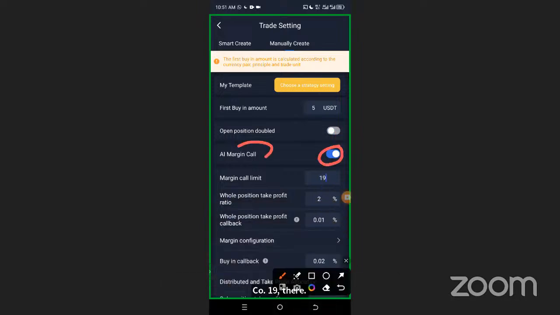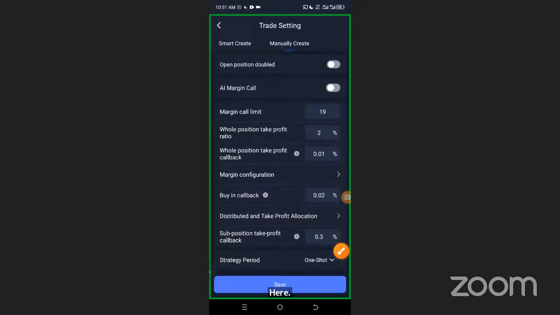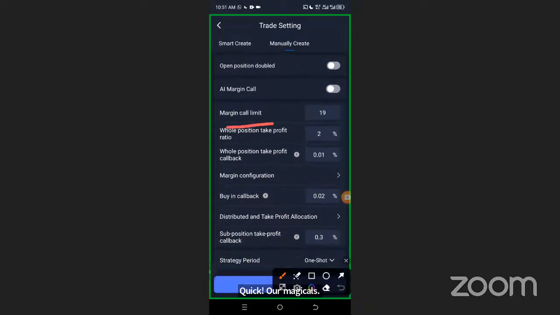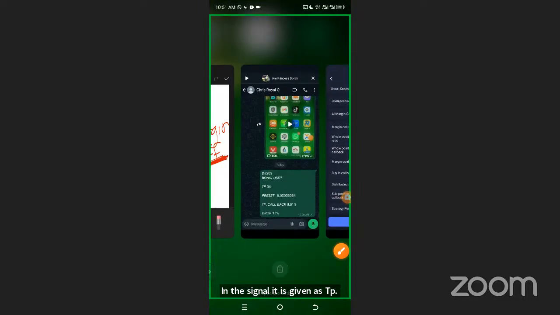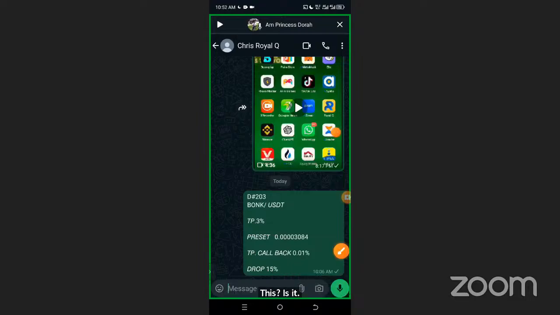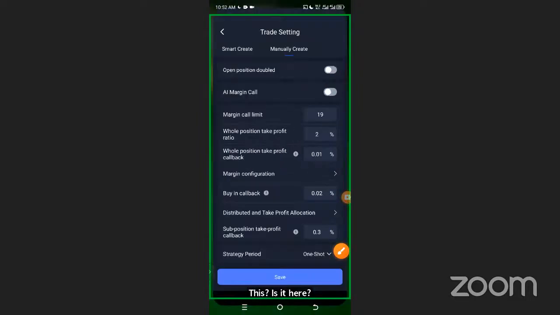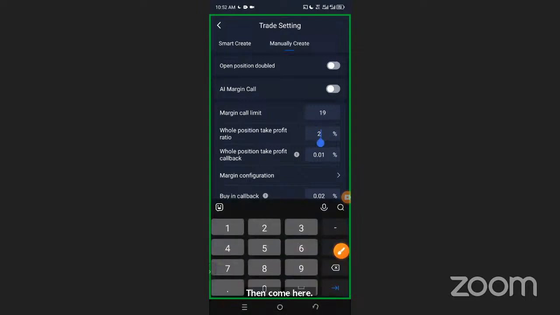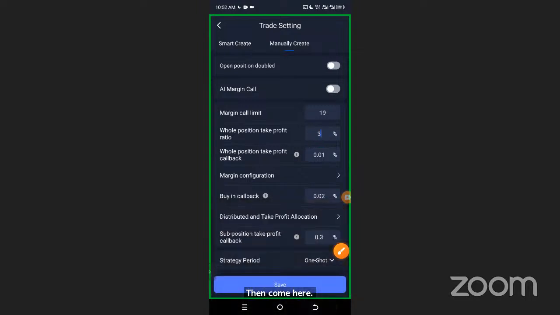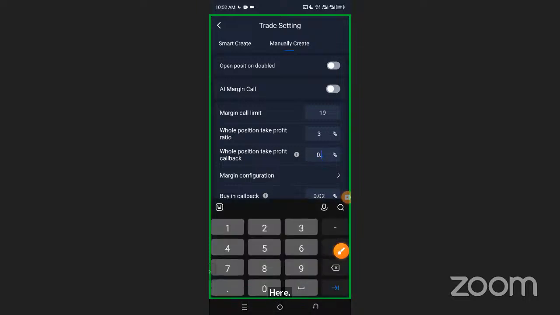AI, switch it off, because we want the robot to buy quick our margin calls. Then this is whole position take a profit ratio. This in the signal is given as TP. It is 3%. Then come here and you put 3%. Here, come and you put 0.1.